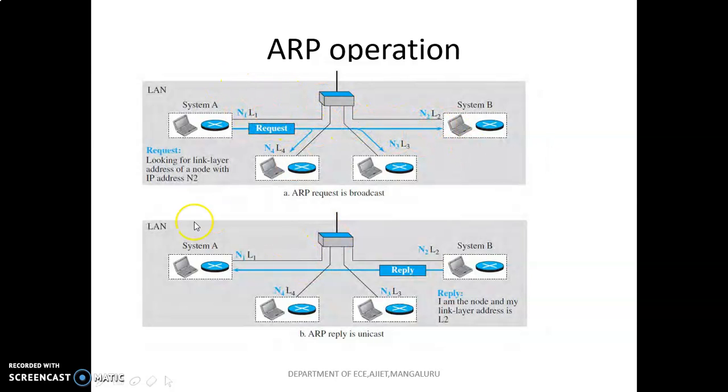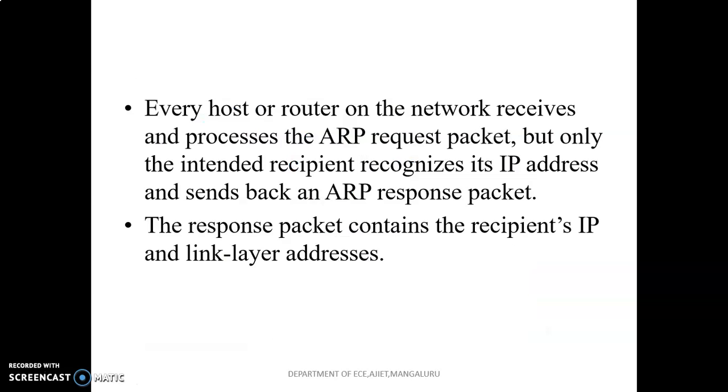System B sends an ARP reply packet that includes its physical address. Now system A can send all the packets it has for its destination using the physical address it received. Okay, now let us see what caching is.